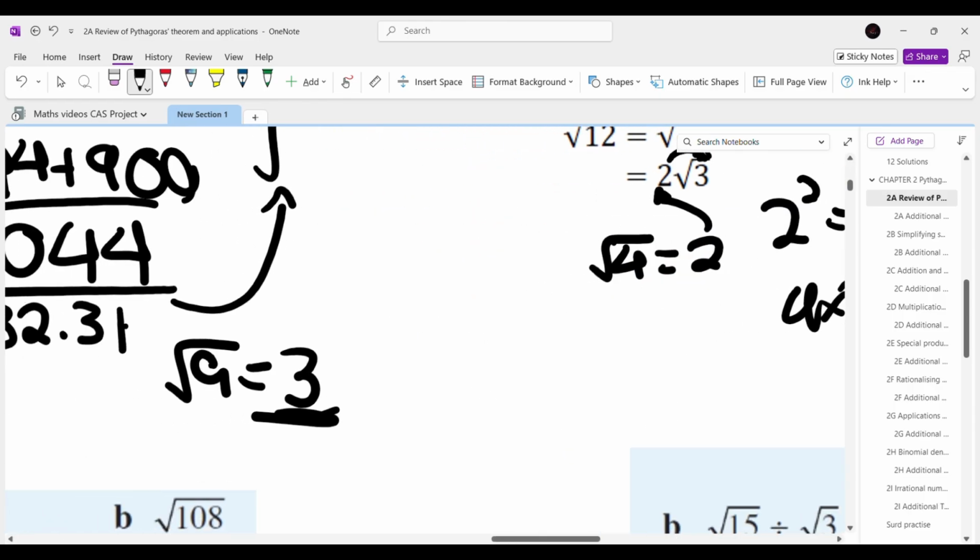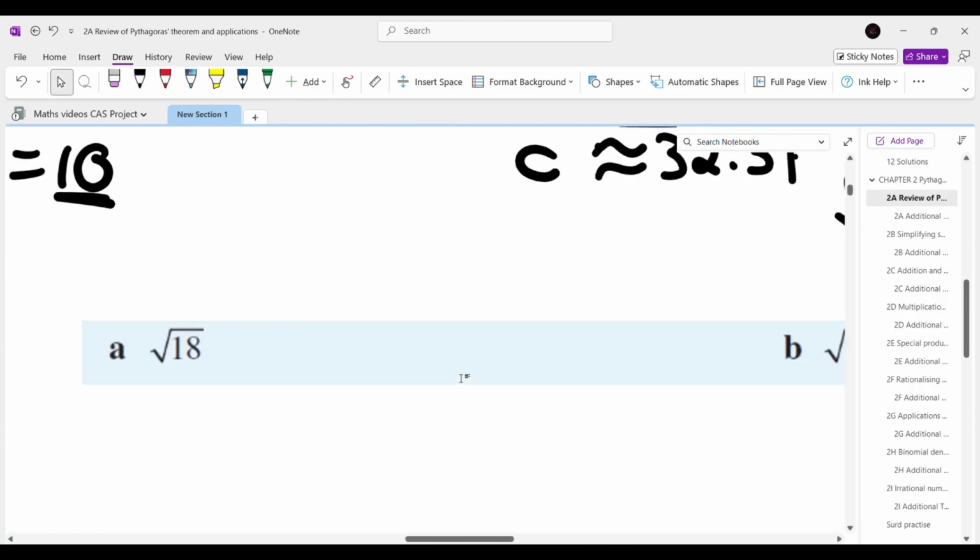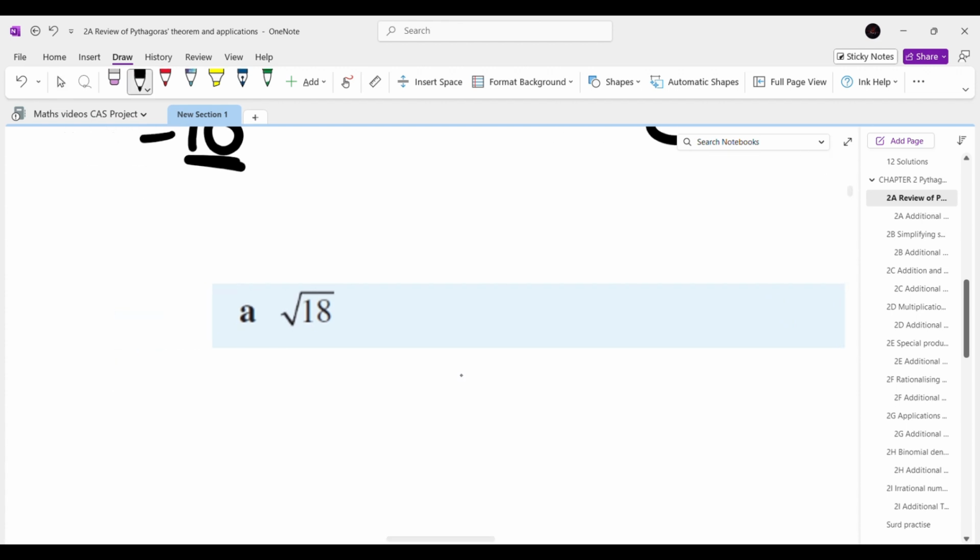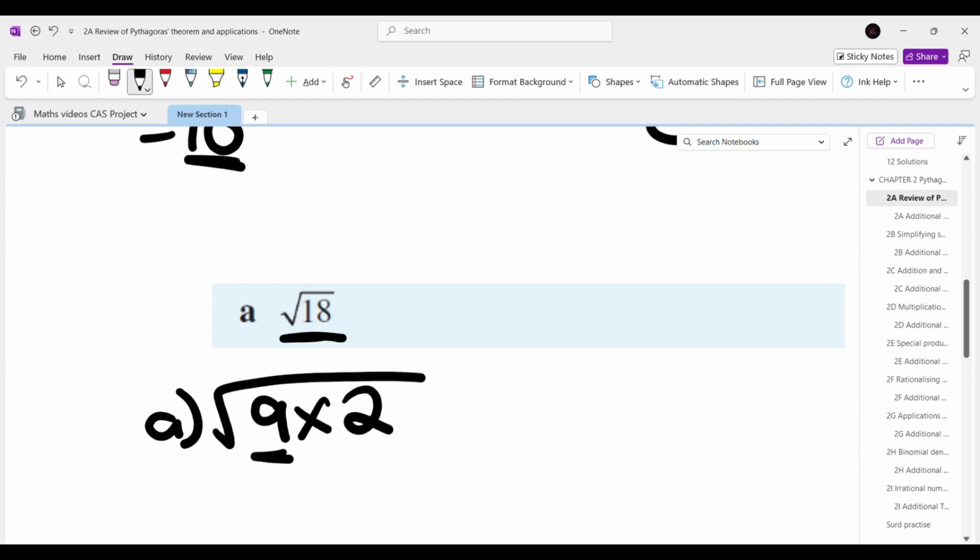Alright? So here's some questions we can practice. For example, root 18. 18 can be broken down into the factors 9 multiplied by 2. 9 is a perfect square, so we can take it out of the root. So it becomes 3 root 2.